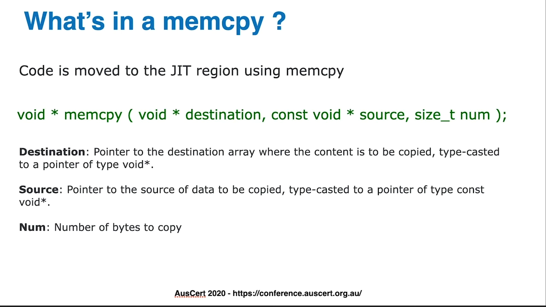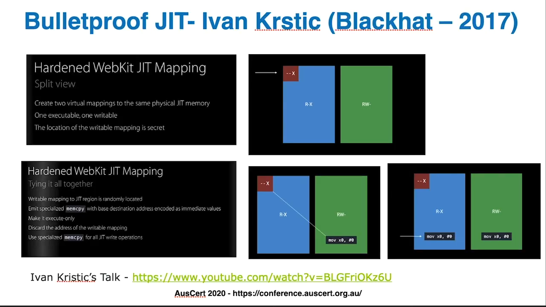However, before discussing that, let's discuss what is a memcpy. In memcpy, the first argument is the destination, which is the pointer to the destination array where the content is to be copied. Then you have the source, which is the pointer to the source of the data to be copied, followed by the third argument, which is the number of bytes to copy, right? So the idea of hardened WebKit is that you are creating two virtual mappings of the same memory. One of them is executable and the other one is writable, right? And the writable mapping to the JIT region is randomly located.